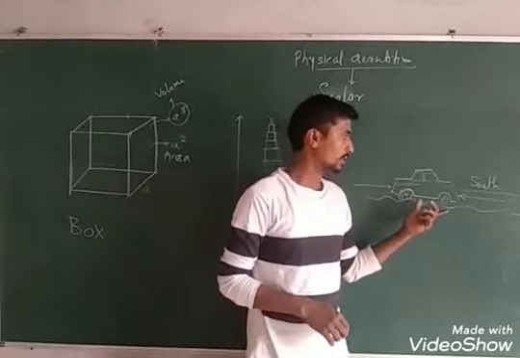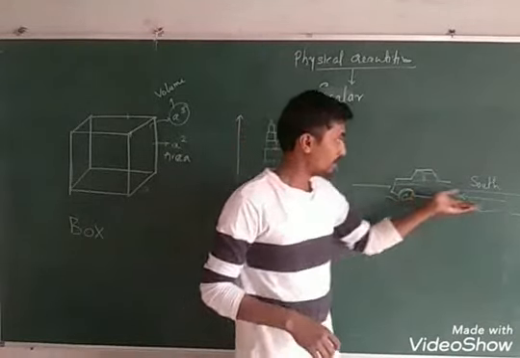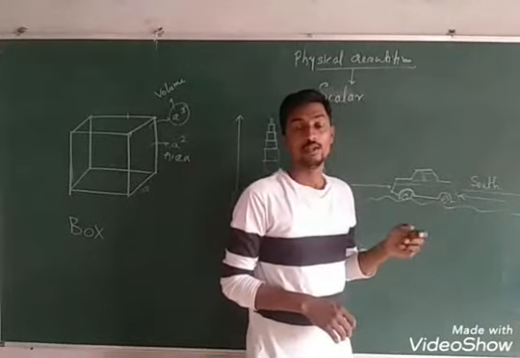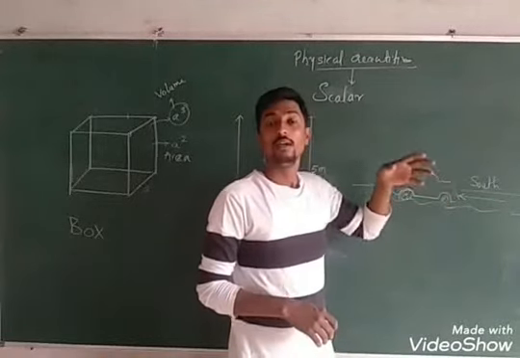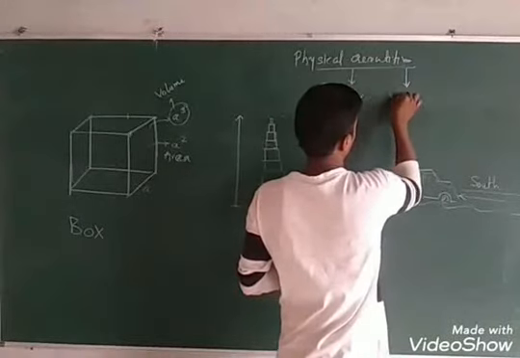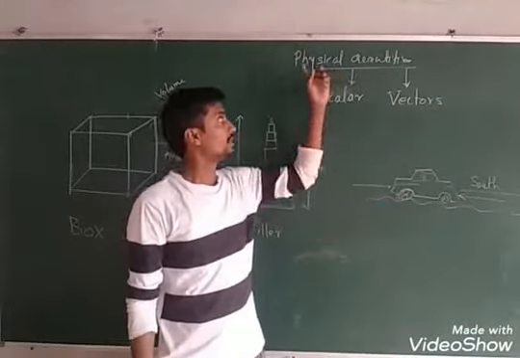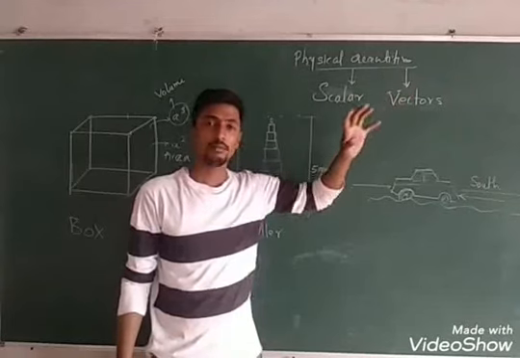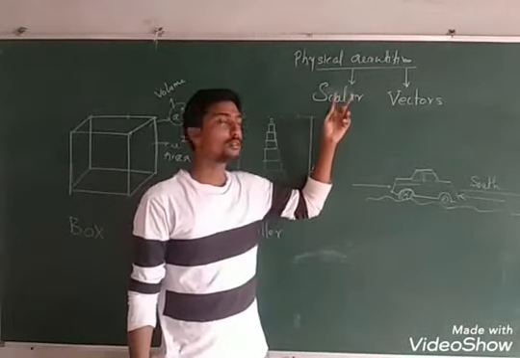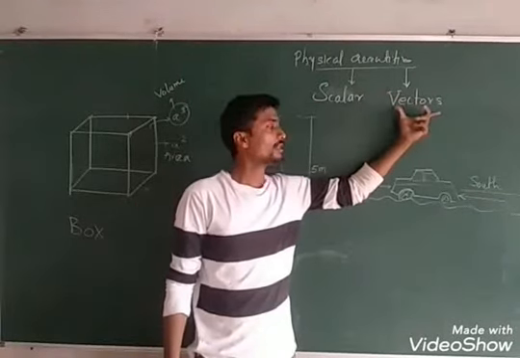Some others are measured with direction. For example, if I say the car is moving with a velocity of 20 meters per second towards the south, here the direction is also considered. Such physical quantities are called vectors. So physical quantities are properties of a material which can be measured, and they have two types: scalar and vector.